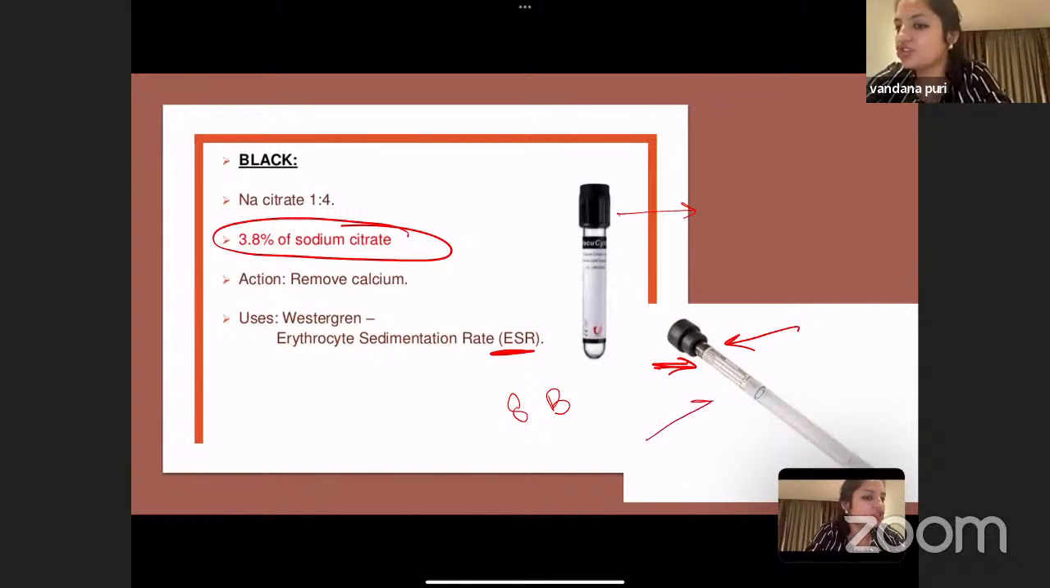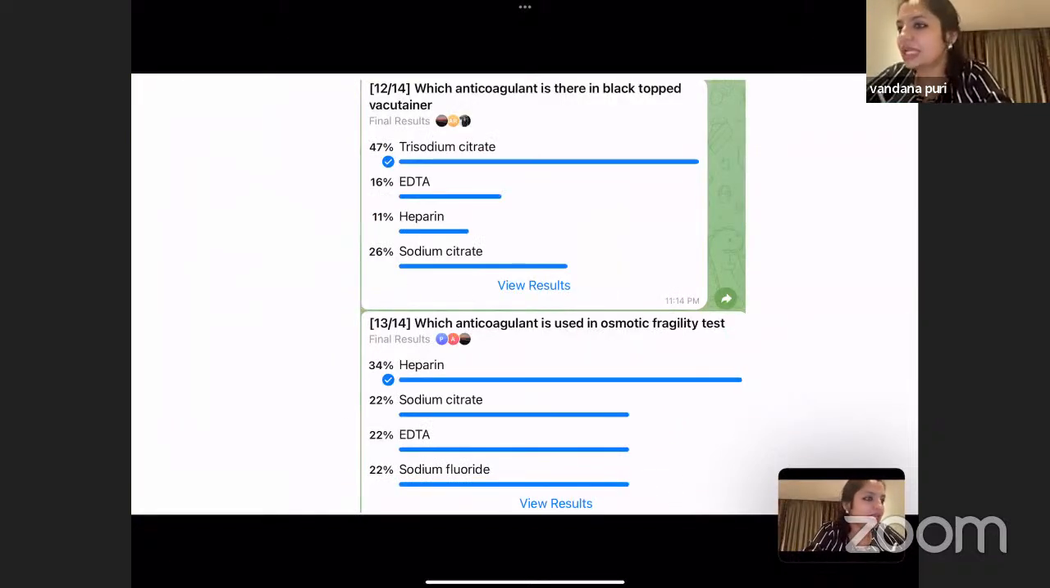Remember, this is how the tube actually looks. This is your ESR tube. It has trisodium citrate at the concentration of 3.8%, and this is used for ESR by Westergren's method. So this is one tube that everybody should be very clear with. Now, this was the question that I gave you in the quiz yesterday. Which anticoagulant is there in a black-topped vacutainer? It is trisodium citrate that you should remember. Apart from that, which anticoagulant is used in osmotic fragility testing? You should remember it is heparin. So please don't get these questions wrong after this session at least. Everybody try to remember it well.